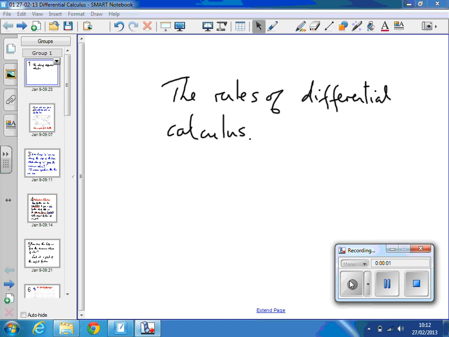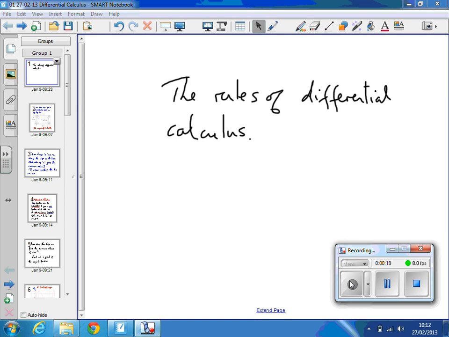So what we're going to do now is look at the rules for differential calculus. We're going to end up with a table of rules for you to refer to. And like the rules for laws of indices, it'll be handy if you've got those on a separate piece of paper so you can just use them. Eventually you'll get to know them.